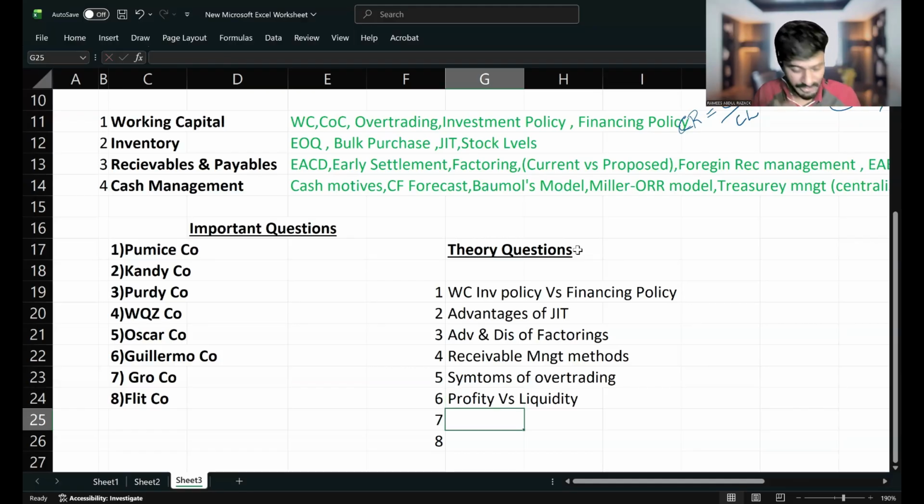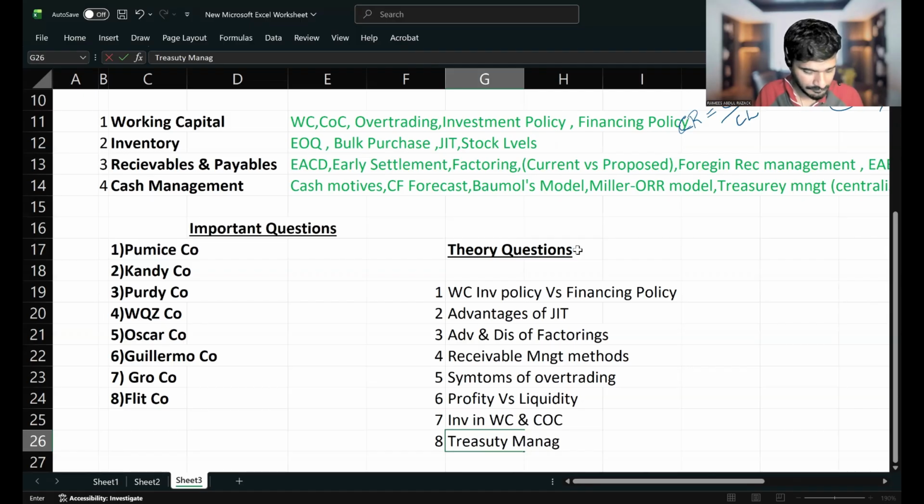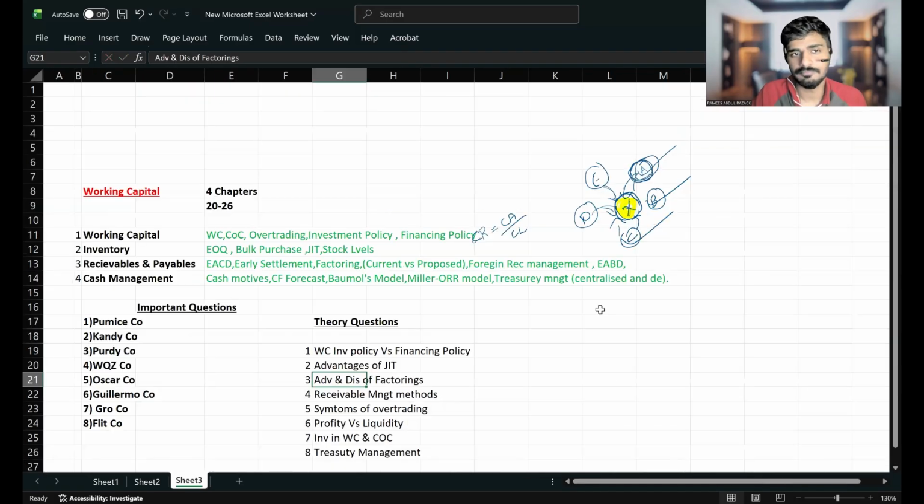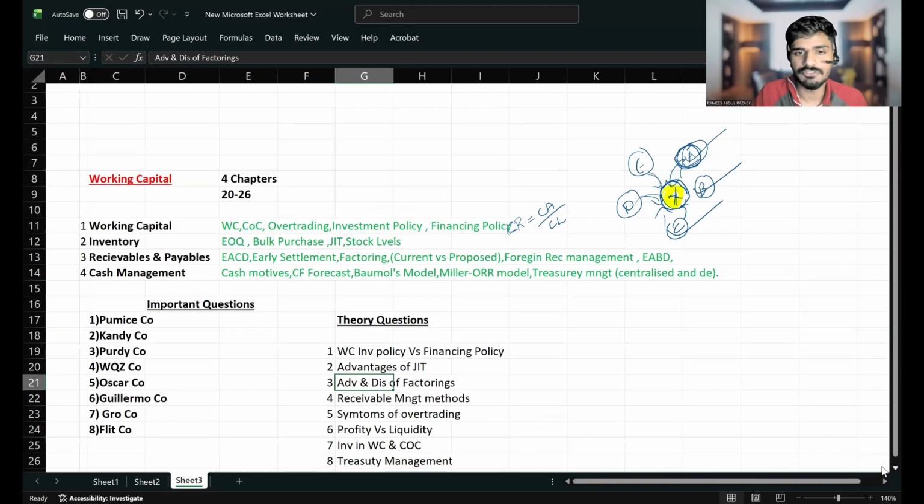And you have to tell the connection between working capital, investment in working capital, and the cash operating cycle. And if you ask me one more question, I would say, we talked about factoring, and it will be treasury management. We have to discuss the difference between centralized and decentralized treasury management. So these are the important theory questions from working capital.